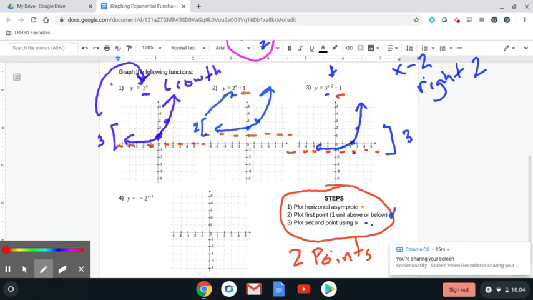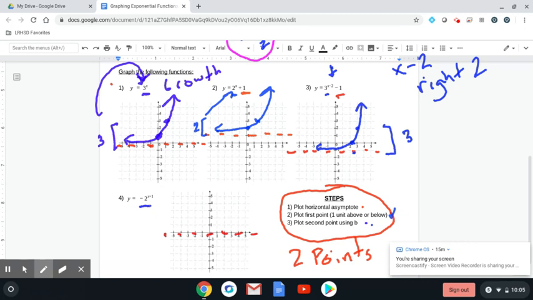Okay, so on number 4, the first thing you guys want to do, just like always, is plot your horizontal asymptote. Well, since you see nothing happening at the very end, your horizontal asymptote is just 0. So you are going to plot that dotted line right on your x-axis. All right, now remember, your first point that you have to plot is your second step, and it's either 1 unit above or 1 unit below that asymptote that you just made. Well, in this case, since I'm looking at my base number and I see it's a negative 2, that tells me that instead of going up 1 like I've been doing, I actually have to now go down 1.